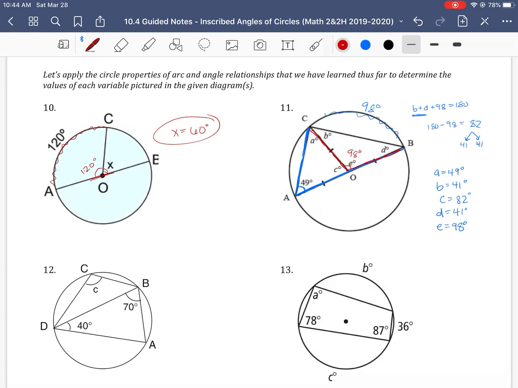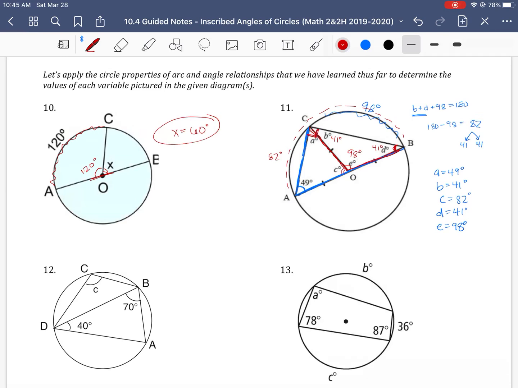Does that make sense? Now this right here is creating a semicircle. So if that's 98 degrees, then we're looking at this side being 82 degrees. And if that's 82 degrees, then its intercepted angle over here, angle D, is half of that. So that's 41 degrees. So lots of different ways you can look at it, and then again you could use that 98 degrees to help you find C.